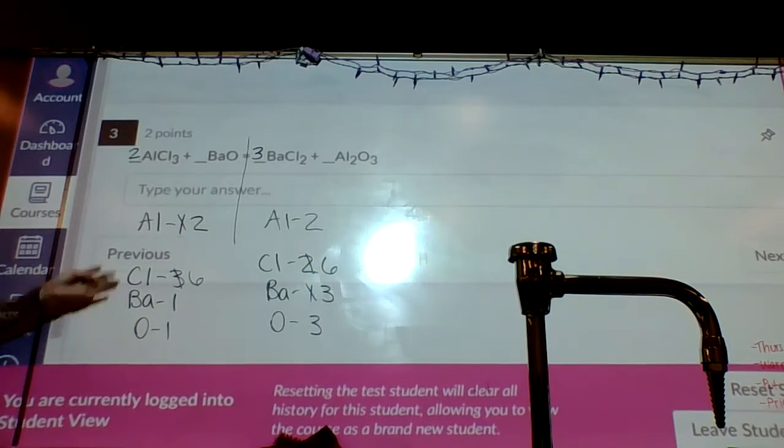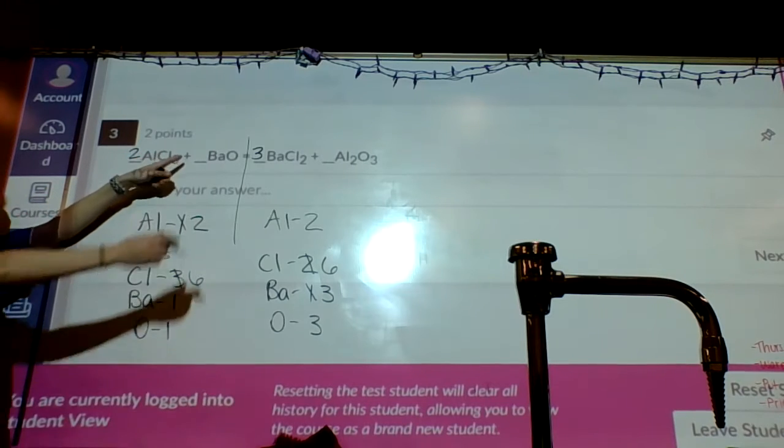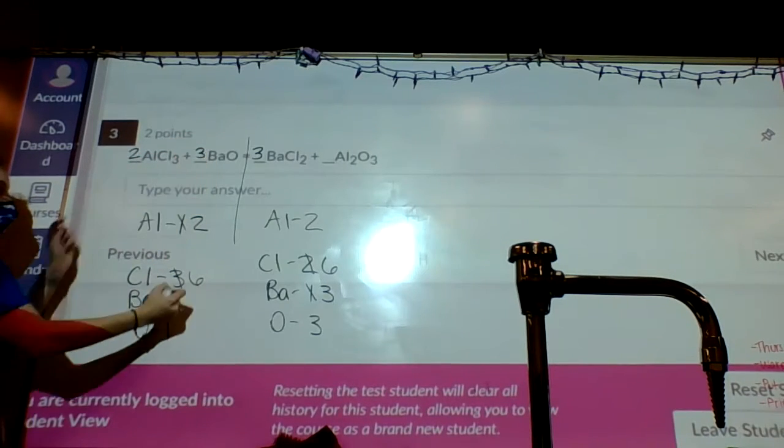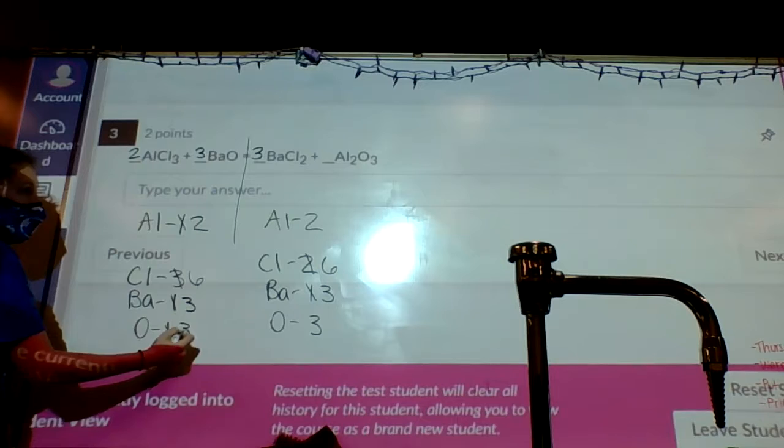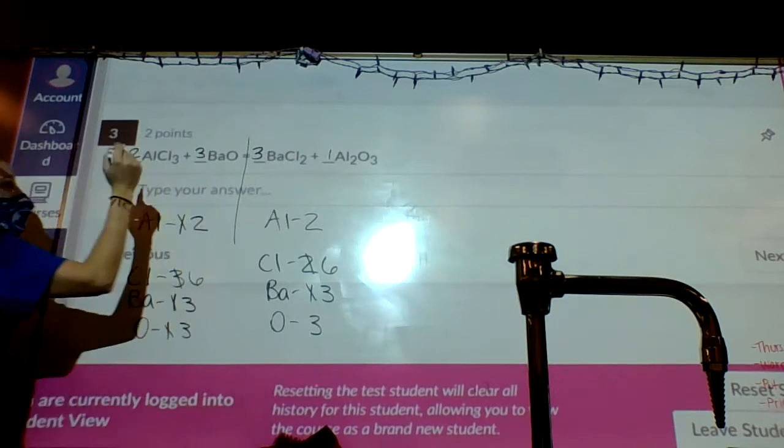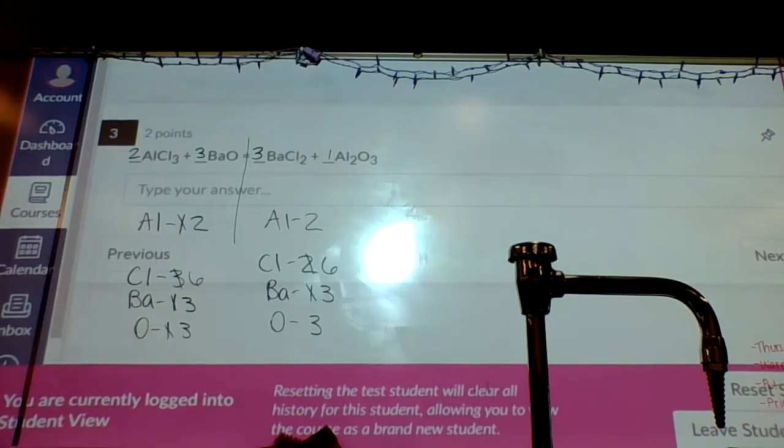Now I gotta make BaO3. How do I do that? Put a 3 there. So my answer that I'm gonna type in is 2331. Just my coefficients, no spaces or anything like that.